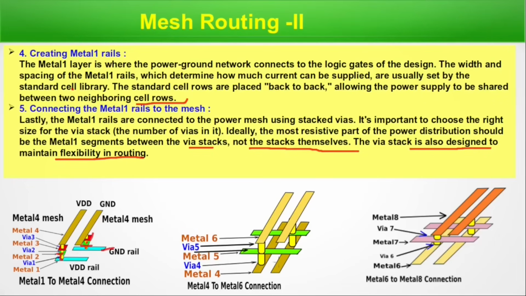And from metal 2 to the metal stack, metal 4 connection like that, metal 4 via 4, metal 5 via 5, metal 6 this way, and then metal 8, 6 to 8. This way, metal layers and vias, metal layers and vias, these connections are developed. So this is mesh routing. We are done with this slide and we are done with today's topic, where we have covered pin assignment and power and ground routing.